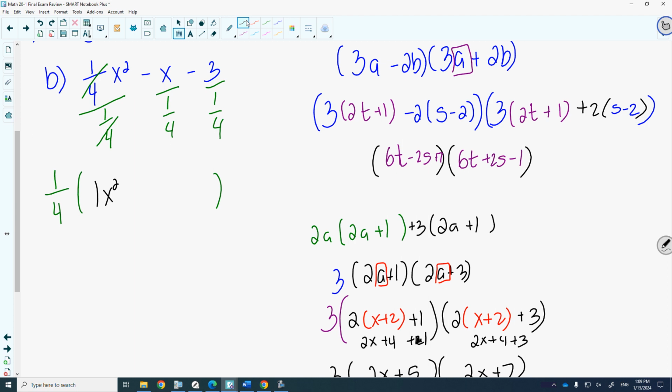This is going to be an inspection question. Negative 1 divided by 1 over 4 is the same thing as negative 1 times the reciprocal, 4 over 1. So that would be negative 4x. Negative 3 divided by this is the same thing as negative 3 times the reciprocal. So negative 3 times 4 is negative 12.